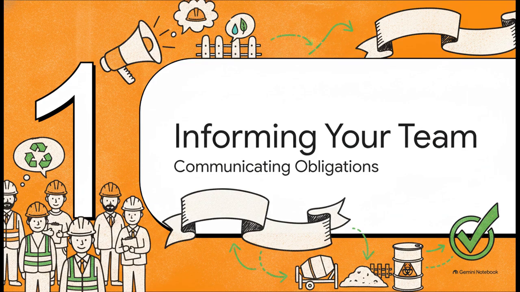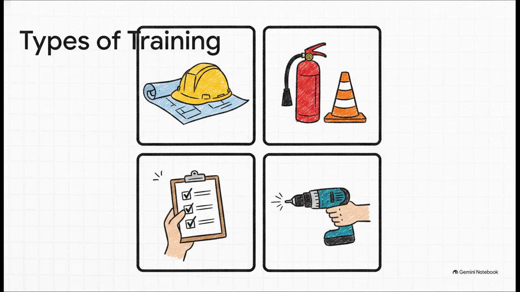Starting off with Section 1, informing your team, which is all about communicating environmental obligations, because you simply cannot enforce a rule if your team doesn't even know it exists. Your absolute first priority is making sure everybody on that site understands their role, and you do that through targeted training. There are basically 4 types of training you're going to rely on.